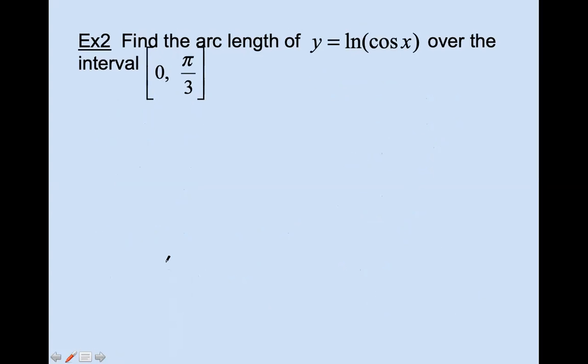So this time, find the arc length of y equals the natural log of cosine x over the interval 0 to pi over 3. All right, so this time we have y prime is equal to, it's a natural log function, so 1 over cosine x. And then we need to take the derivative of cosine, which is negative sine. So y prime is equal to negative tangent x.